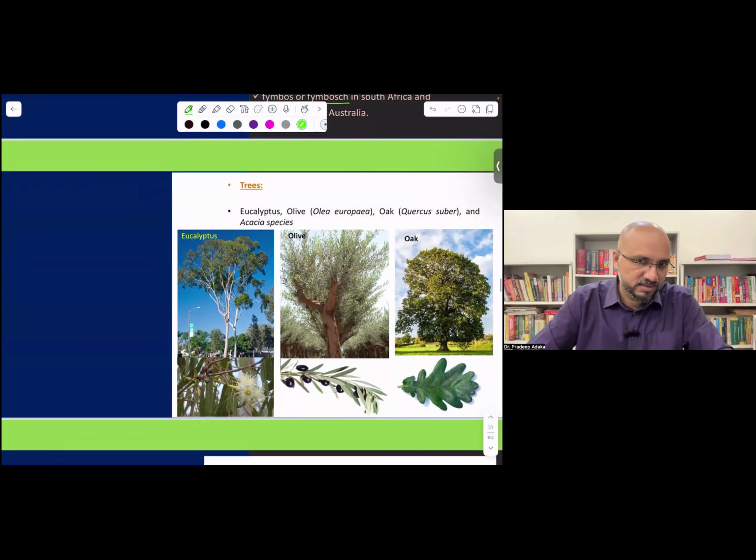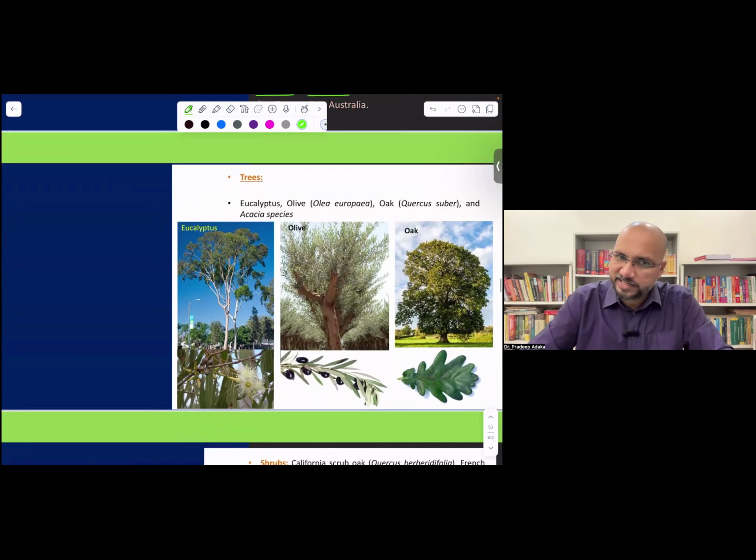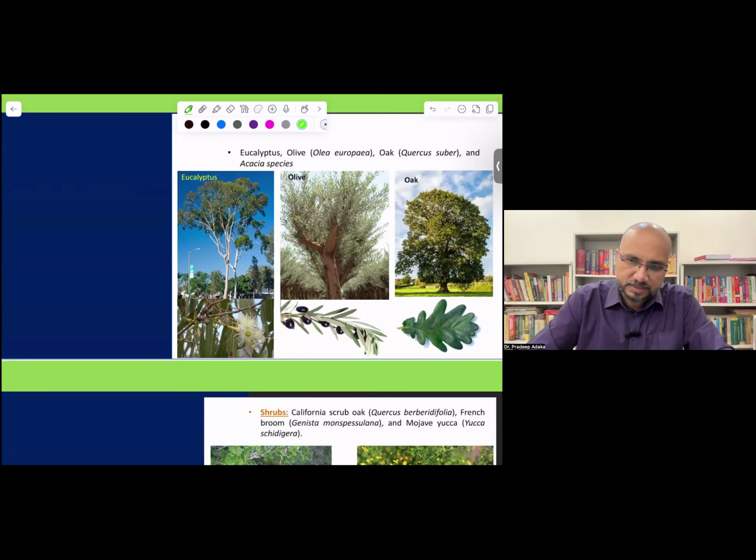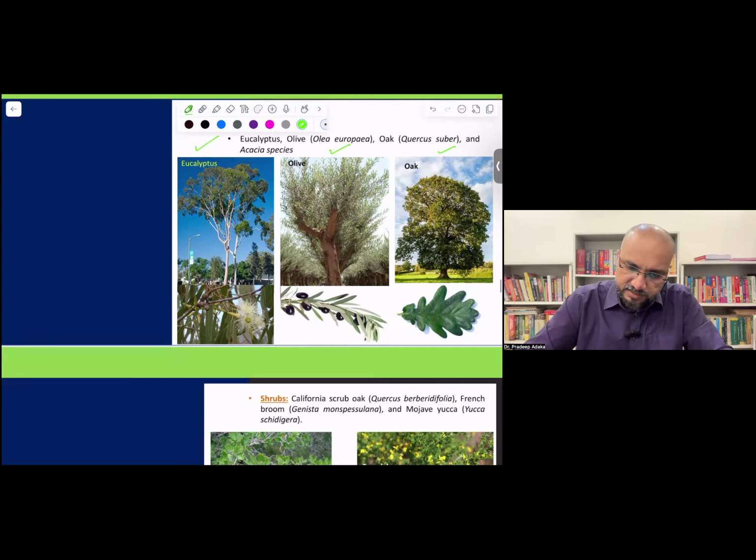So what kind of trees do you generally see in your chaparral biome? Eucalyptus, which is native to Australia, is one common tree. In southern Europe, olive, and also oak, are common both in Europe and America. So olive, eucalyptus, and oak are some of the trees that you commonly see in the chaparral biome.